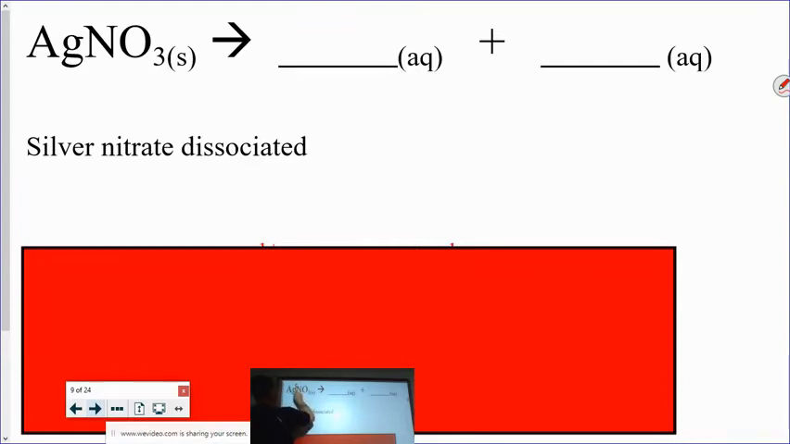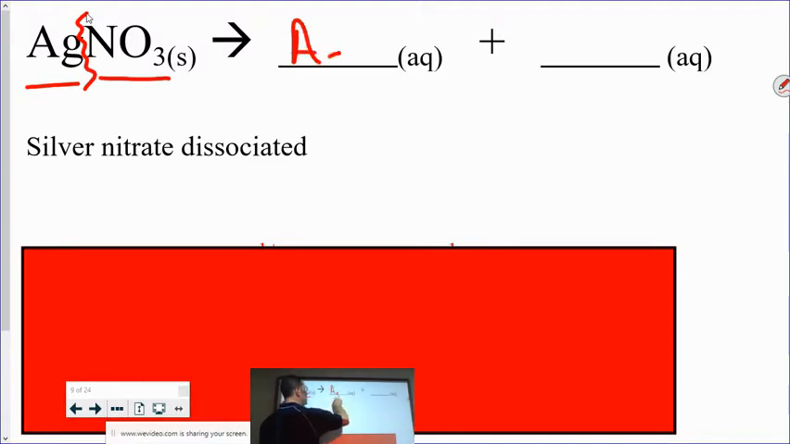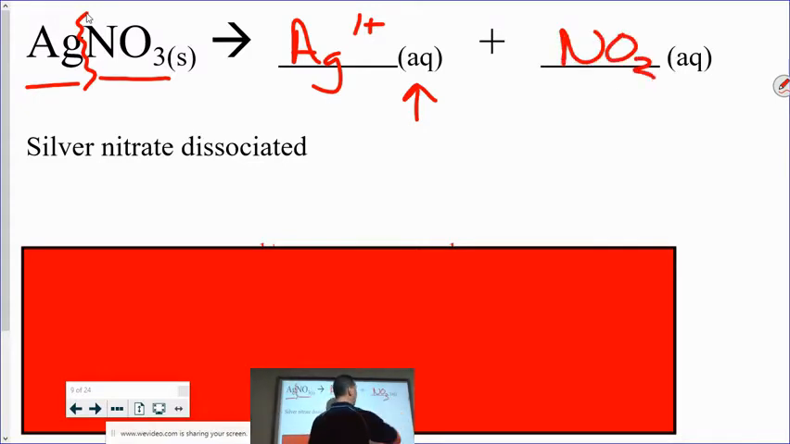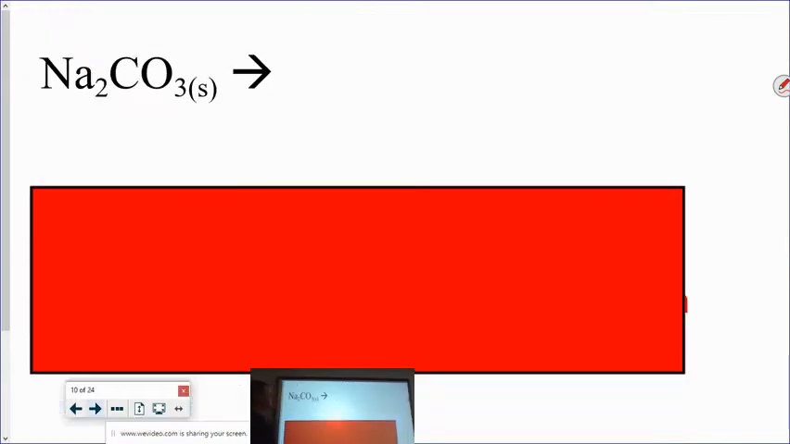Well, we're going to break this again right along ion lines. So we can have a metal ion here, and we can have our polyatomic ion here. So we got Ag. You probably have to go look on the periodic table to figure out what the charge is on Ag. That would be a 1 positive. Aq means it's dissolved in water. And then we get nitrate. That's a polyatomic ion. It's found on the back side of your periodic table, and that's a 1 negative. So if we're going to write this, we would say silver nitrate dissociated into silver ions and nitrate ions. Pause the video and try this problem.